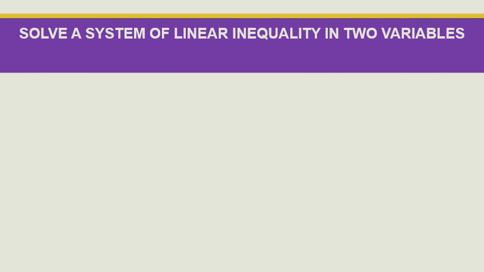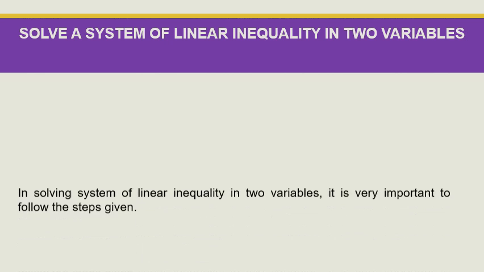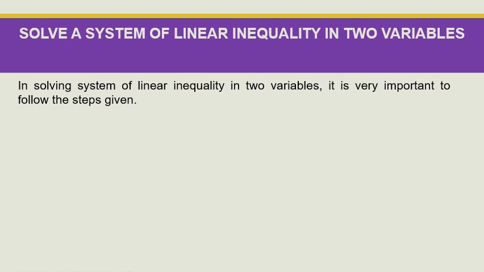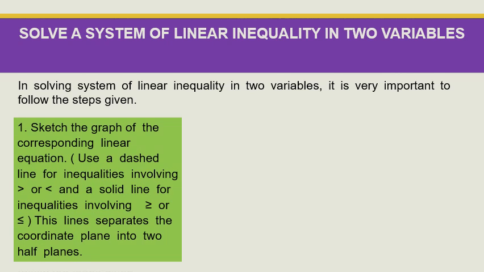Solve a system of linear inequalities in two variables. In solving a system of linear inequalities in two variables, it is very important to follow the steps given. The first one: sketch the graph of the corresponding linear equation. Use a dashed line for inequalities involving greater than or less than, and a solid line for inequalities involving greater than or equal to or less than or equal to. This line separates the coordinate plane into two half planes.